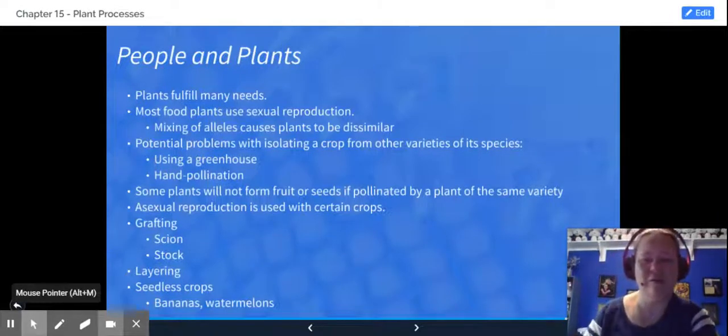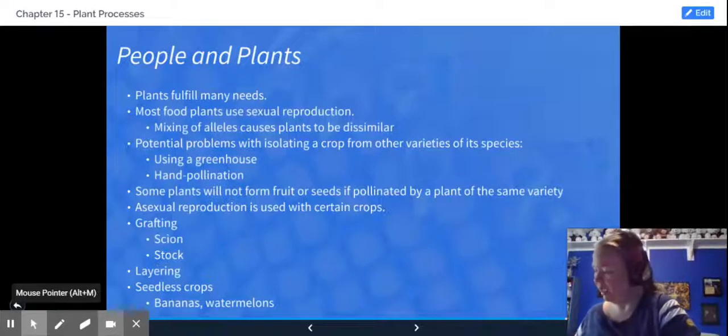So how do we use plants? Okay, well, plants actually fulfill different needs. We use them for food, obviously. And we can mass produce them through vegetative propagation. However, there's a risk with that because it limits genetic variety, okay, and it makes them more susceptible to diseases and other problems that could result from being genetically identical. Some plants will not form fruit seeds if they're pollinated by the same variety, okay? So, but asexual reproduction, again, is used with certain crops.